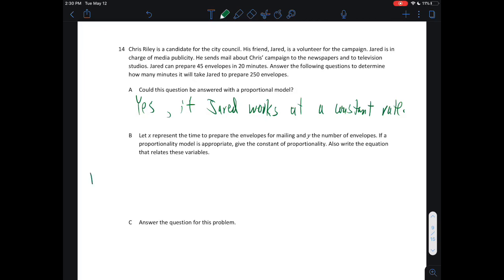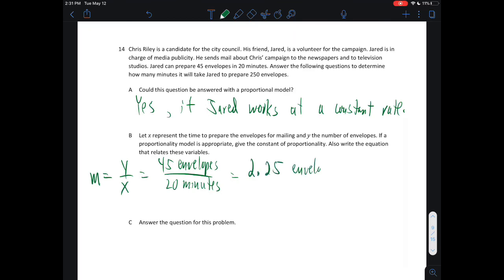We know how to do that. We take M, that's going to be equal to Y over X. Y is the number of envelopes. He can prepare 45 envelopes in X equal 20 minutes, which means 2.25 envelopes per minute. This is what we would like his constant rate to be.